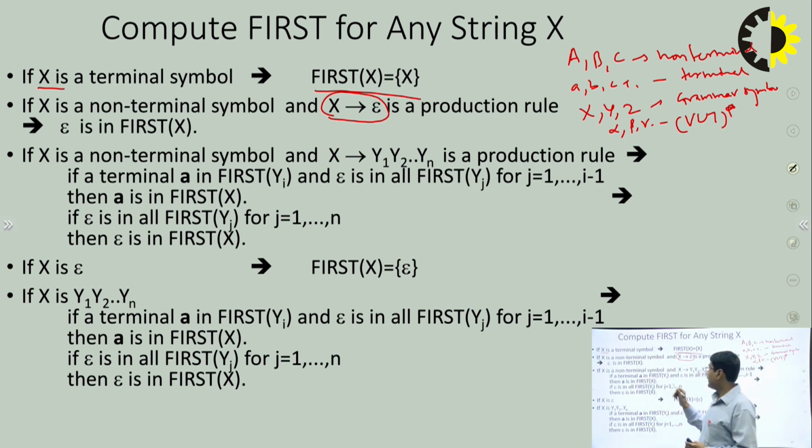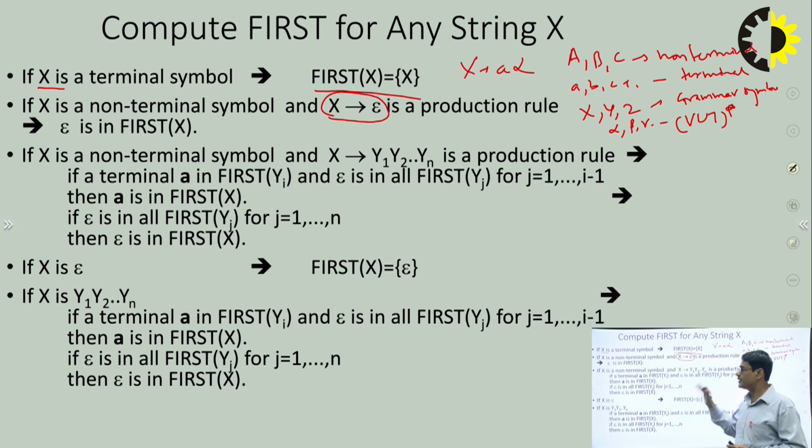Okay. If X is a non-terminal symbol, one important rule is missing. If X produces small a alpha, that is the rule. If X produces small a alpha, then small a also comes in first. And the third rule is very important. If X produces Y1, Y2 and these all are basically non-terminals, and if Y1 derives epsilon, then whatever Y1 contains except epsilon is in the first of X, except epsilon. Epsilon will not be added.